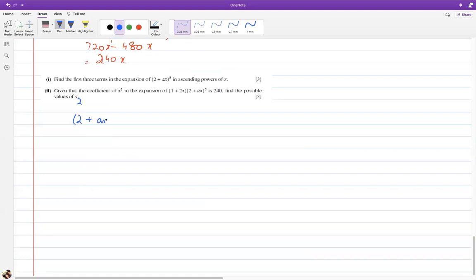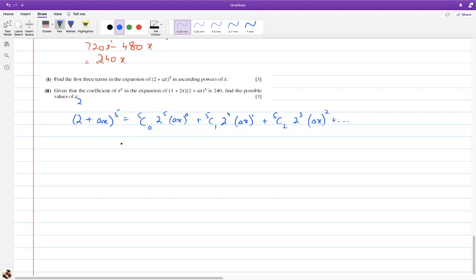So 2 plus ax to the power 5. So we'll be like, okay, sure, 5 coefficient 0, a to the power 5, b to the power 0, plus 5 coefficient 1, a to the power 4, b to the power 1, 5 coefficient 2, 2 to the power 3, ax to the power 2, and so on.